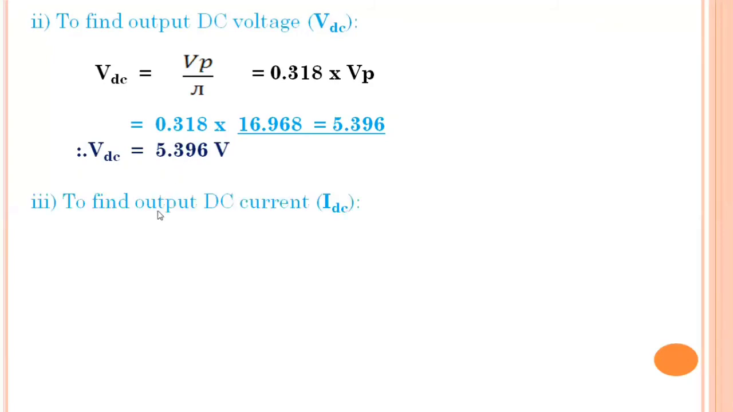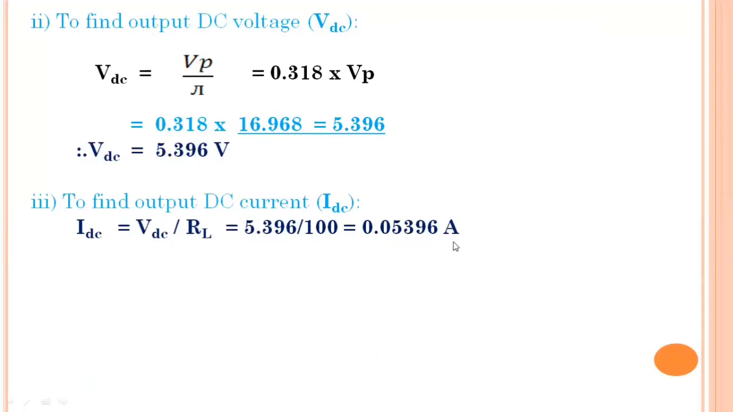Fine. Then to find the output DC current, as I said, we can get it by using Ohm's law: DC voltage upon the resistance of the load that we have connected at the output. So the ratio VDC upon RL means 5.396, the voltage we got in the previous point, upon 100 ohm of load, which is 0.05396 ampere. You can rearrange it into milliampere by shifting the decimal point 3 places to the right, since a multiple of ampere with power of 10 minus 3 means milli. So 53.96 milliampere is the DC current as the answer.